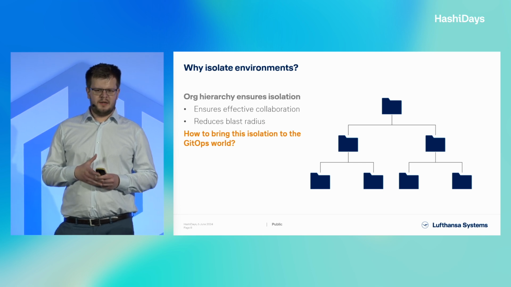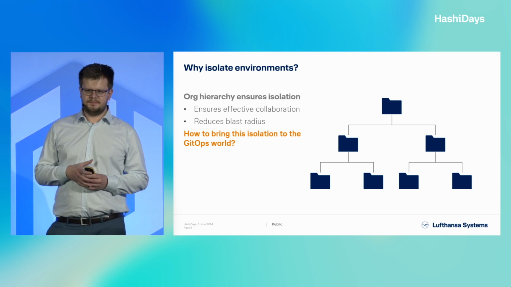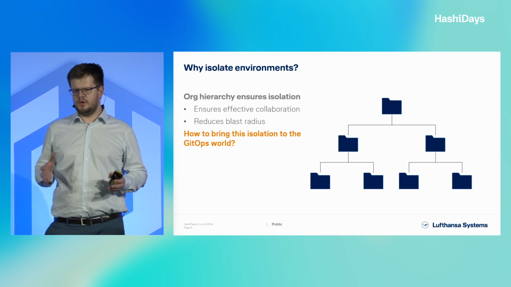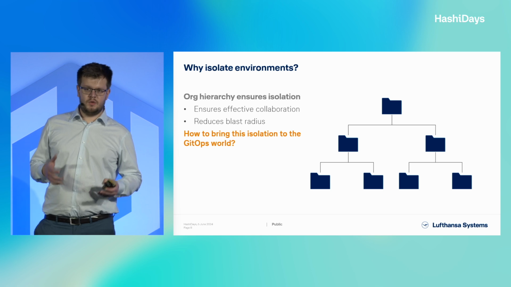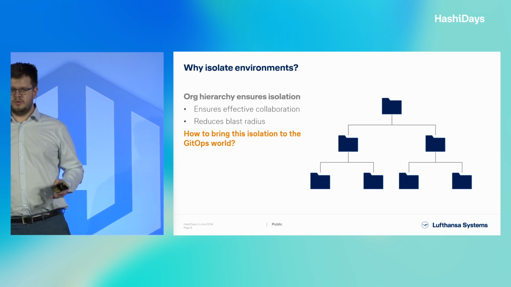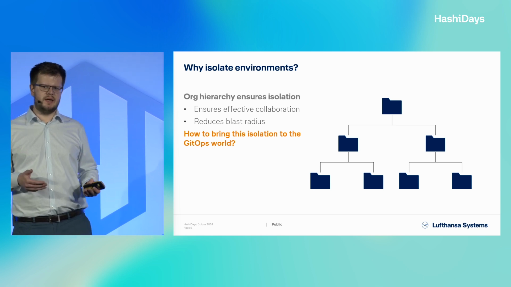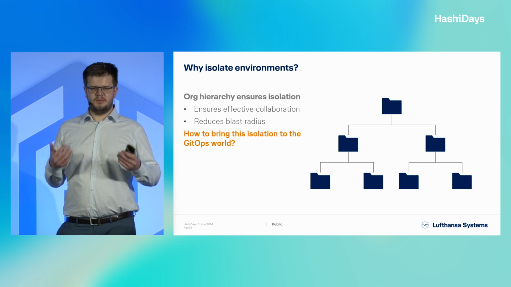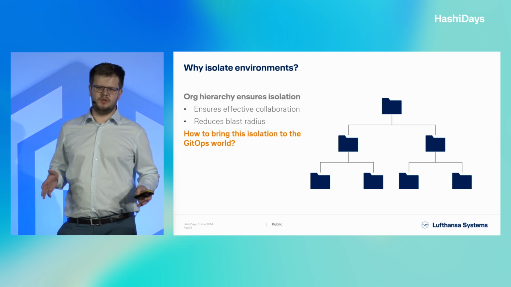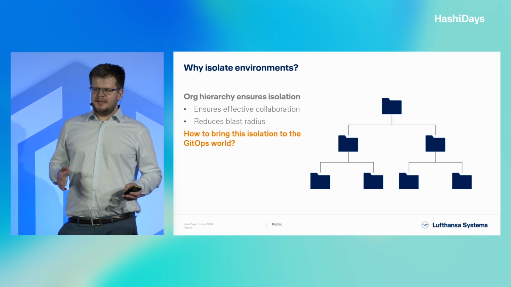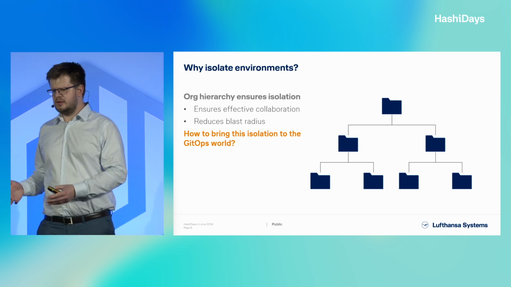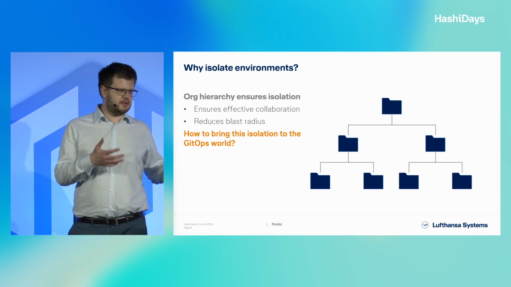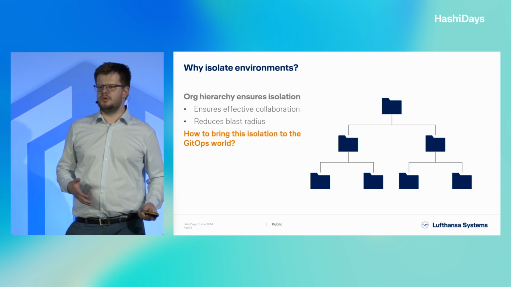So how do you do isolation in GCP? It all starts with a folder. A folder is basically one environment where you can put all your resources. So if you want two environments, you create two folders, put the resources inside, and then put some IAM policies on top, and you're done. Simple enough, but how can we get this isolation we have in the cloud to the GitOps world? How can we get it to the pipelines? This is what I want to talk about today.